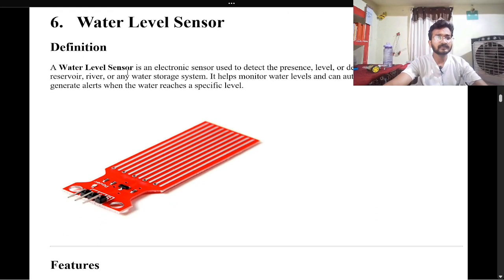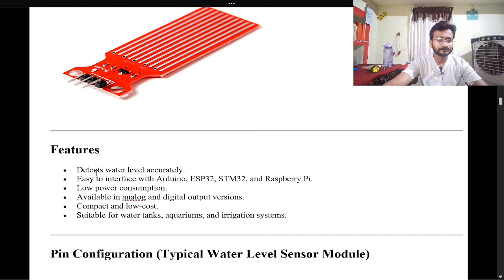Here we have 6th sensor, which is water level sensor. A water level sensor is an electronic sensor used to detect presence, level, or depth of water in a tank, reservoir, river, or any water storage system. It helps monitor water level and can automatically control a pump or generate an alert when the water reaches a specific level. This is the physical appearance of this sensor.